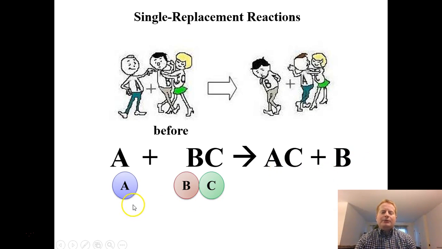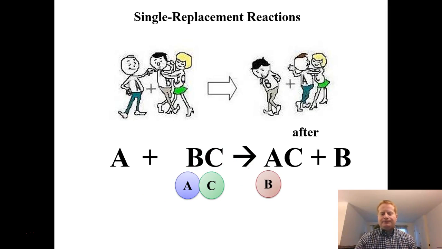So if we watch what happens here, we can see A plus BC is our original, and then watch what happens over the course of the reaction. Now that becomes AC, and B is alone.